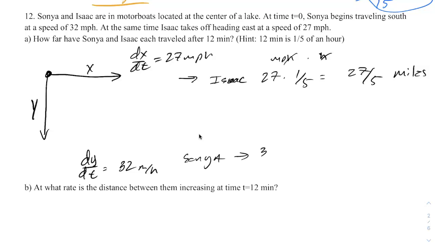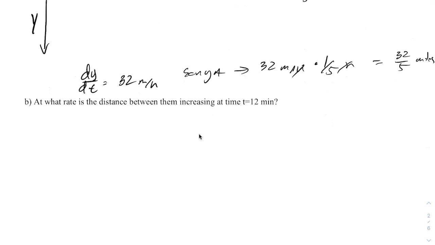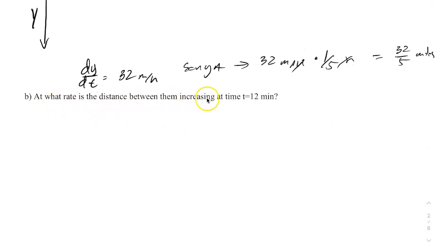She's traveling at 32 miles per hour, but she's only gone 1/5 of an hour. These cancel, and you get 32/5 miles. So that one's done. At what rate is the distance between them increasing at t equals 12?